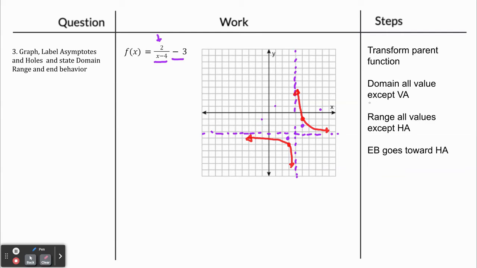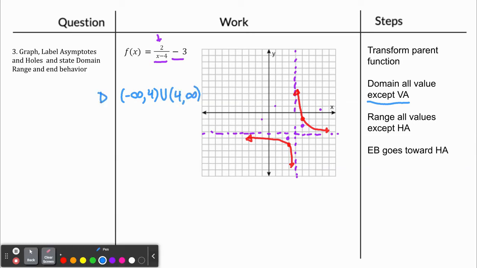The domain is basically every value except the vertical asymptote, because our x values go on for infinity to the left and to positive infinity on the right, but it stops and it cannot go past this vertical asymptote. So our domain, let's say in interval notation here, is going to be everything from negative infinity to our vertical asymptote at 4. And we use this union symbol to help us here, from 4 all the way to positive infinity.